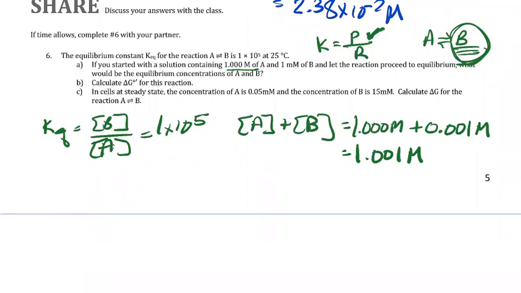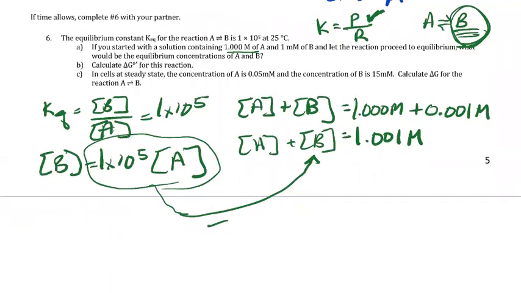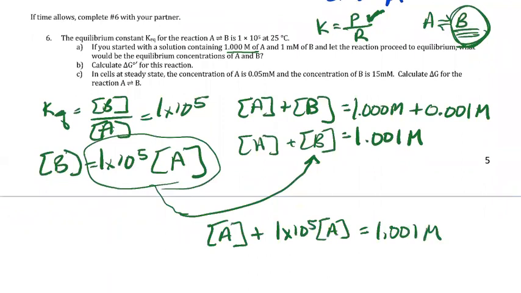So now, if we solve for B over here, what is B? B is 1 times 10 to the 5th times the concentration of A. Now we can take that and plug it into the other equation. I should carry this down so you can see. So now we have concentration of A plus 1 times 10 to the 5th times concentration of A is 1.01, right? It's very similar to what we did just a second ago.